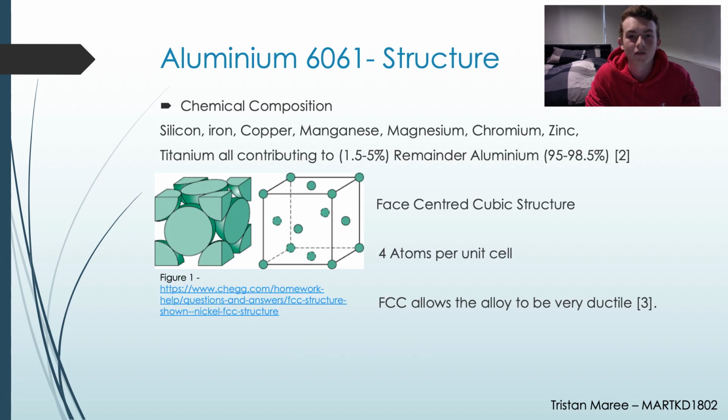The chemical composition of aluminium 6061 is silicon, iron, manganese, magnesium, chromium, zinc, and titanium, which all combined have a contribution of 1.5 to 5%, with the remainder of the alloy being aluminium at 95 to 98.5%. This alloy has a face-centered cubic structure, or FCC, holding 4 atoms per unit cell, as shown in Figure 1. This FCC structure allows the alloy to be very ductile, giving it a large advantage over the body-centered cubic structure, which is very common in other materials.